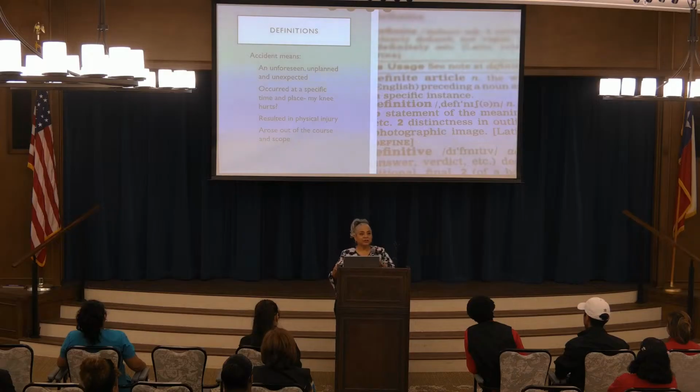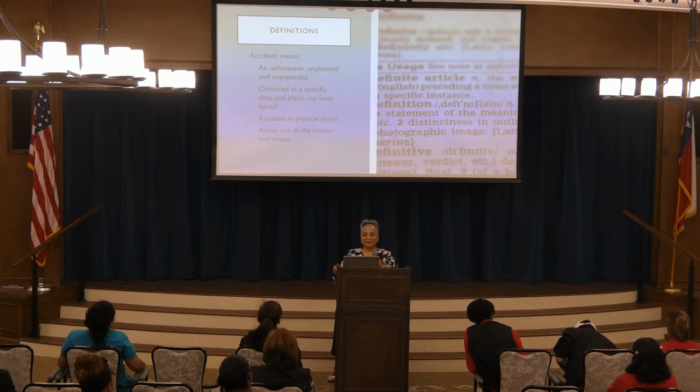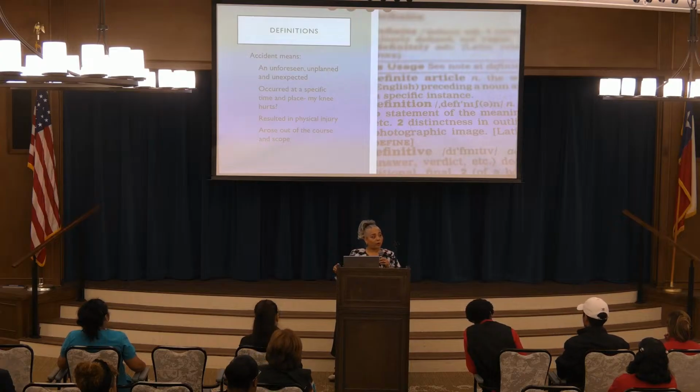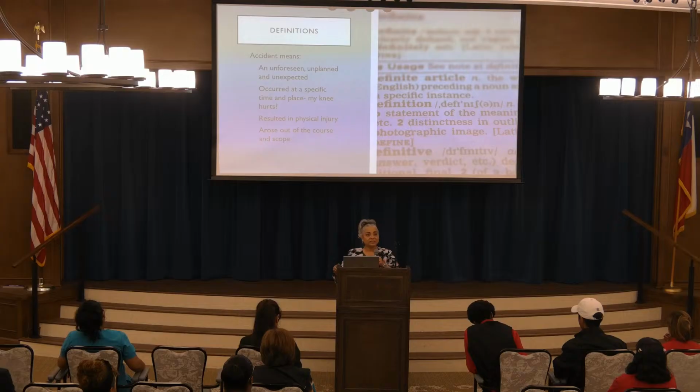Okay, so definitions. Accident means unforeseen, unplanned, and unexpected, right? So definitely not anything that you plan, it's just something that happens. That's what an accident is. And for claim purposes, it happens at a specific time and place. It results in a physical injury and arose while you were working. Course and scope of your employment. So that is what an accident is for work injury benefits, okay?